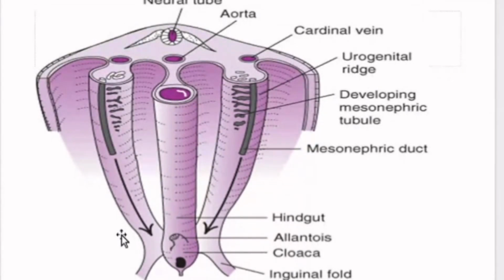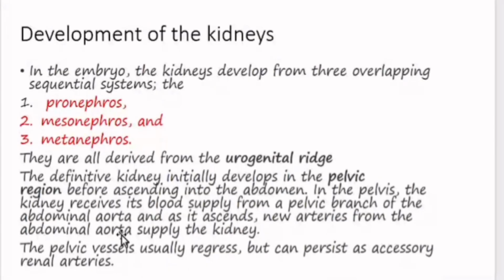Good. So right now we want to start with development of the kidneys. The kidney develops in three sequences: we form what you call the pronephros, mesonephros, and metanephros. If you read your Langman, it will tell you that the pronephros forms in the cervical region, the region of the neck and the head. The mesonephros forms in the thoracolumbar region, and the metanephros will be in the lumbosacral region. But all of them are derived from the urogenital ridge.